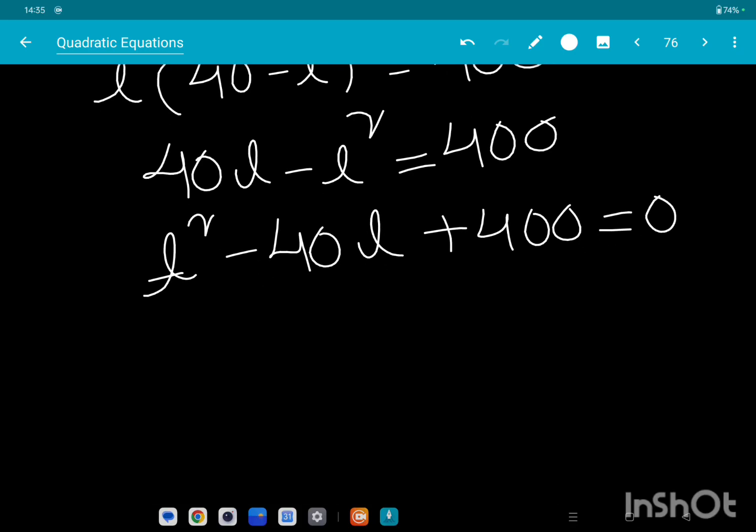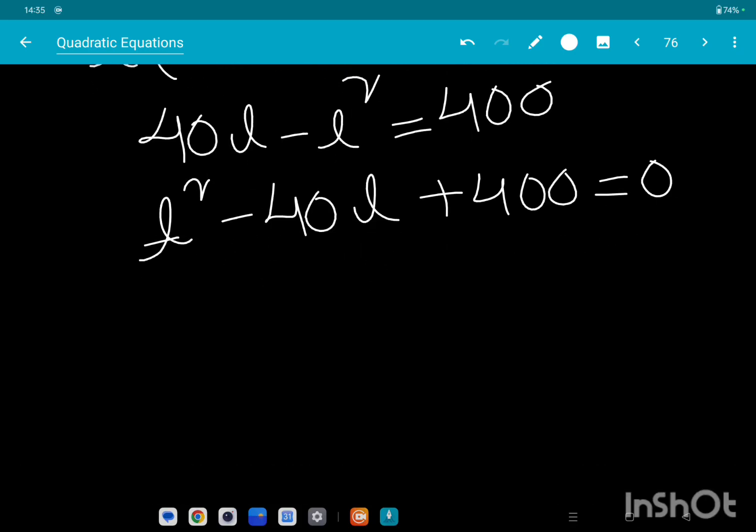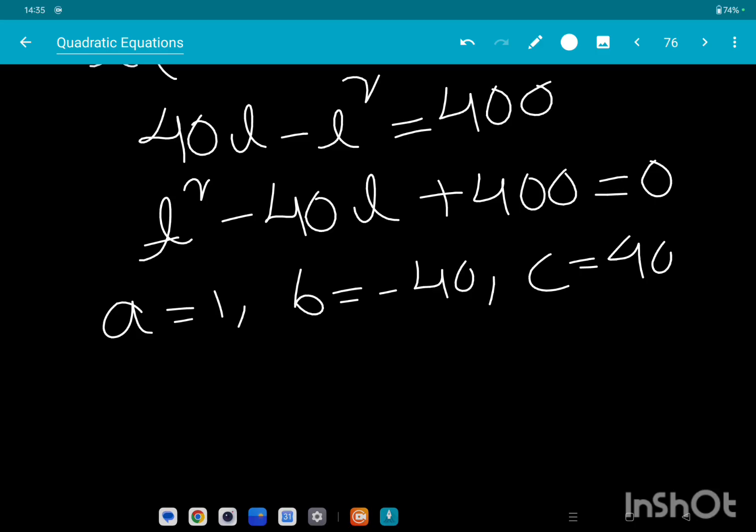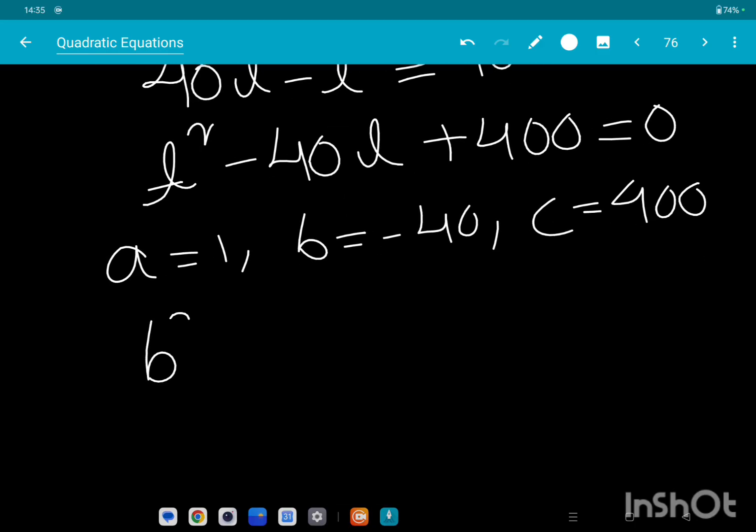Now we need to check if it is possible or not. How can we check? We will check by finding the discriminant. A value is 1, B value is minus 40 and C value is equal to 400. What is the discriminant here? B square minus 4ac. Why are we finding the discriminant? If the discriminant is equal to 0 or greater than 0, then we can solve because real roots exist. If it is less than 0, then there are no real roots, so it is not possible.